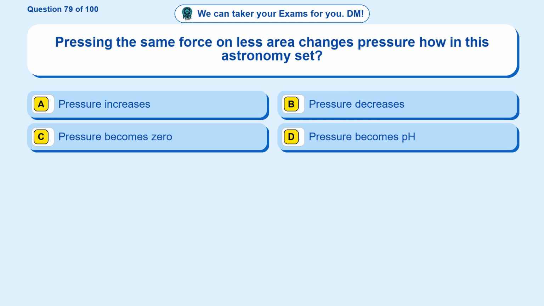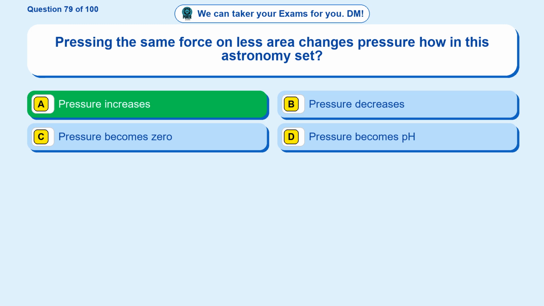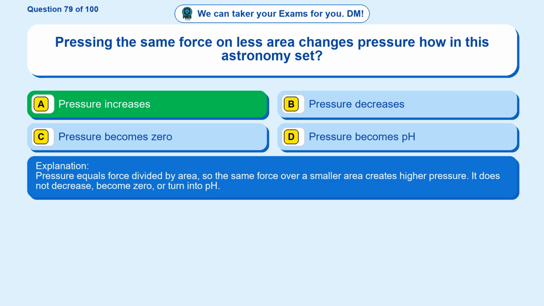Question 79. Pressing the same force on less area changes pressure how in this astronomy set? Option A, pressure increases. Option B, pressure decreases. Option C, pressure becomes zero. Option D, pressure becomes pH. The correct answer is option A. Pressure increases. Pressure equals force divided by area, so the same force over a smaller area creates higher pressure. It does not decrease, become zero, or turn into pH.